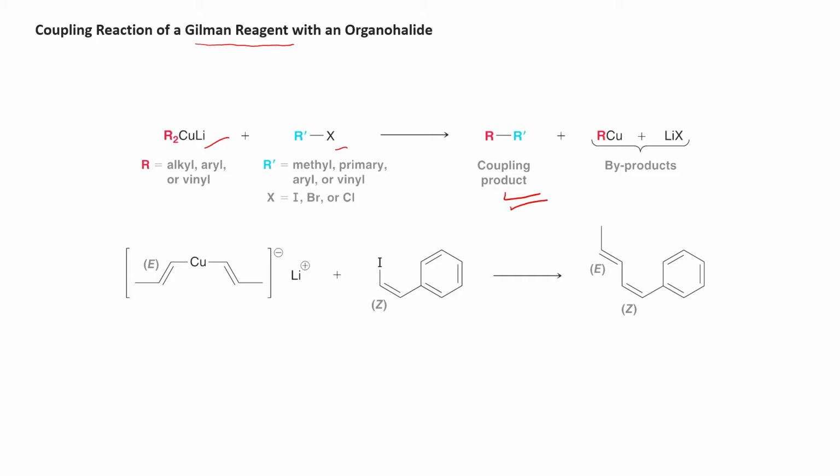Here you can see this part of the organocopper is reacting with this carbon of the organohalide, and there is retention of configuration, so E reacting with Z, you will get both E and Z in your final product. So there is retention of configuration.